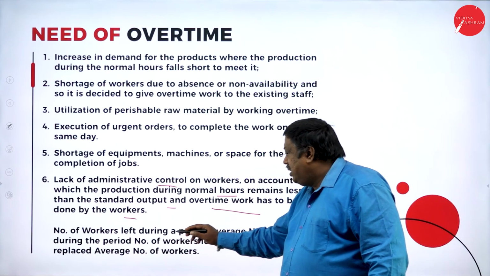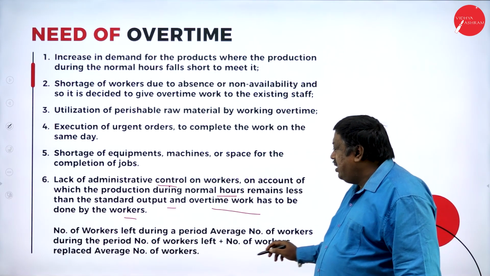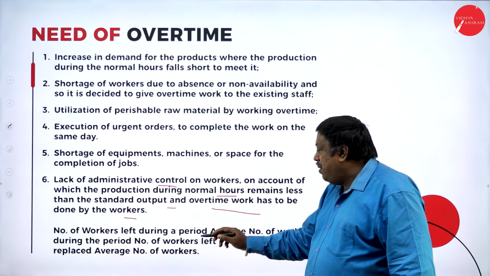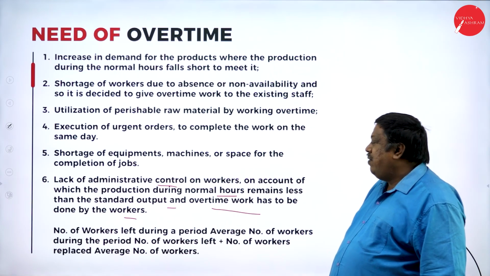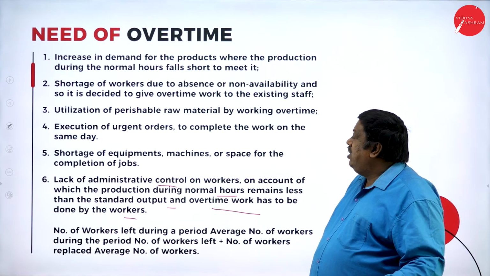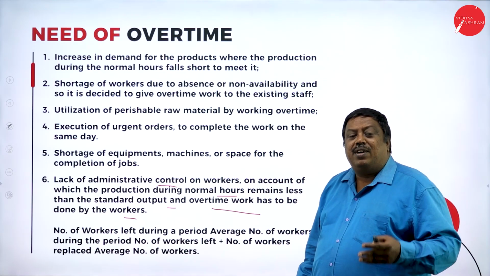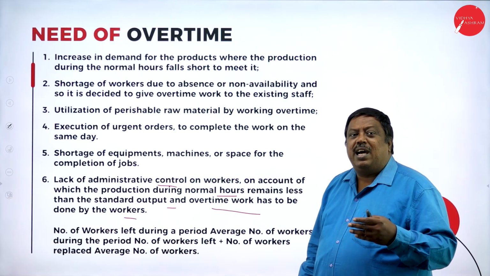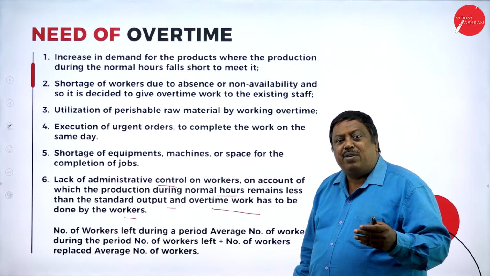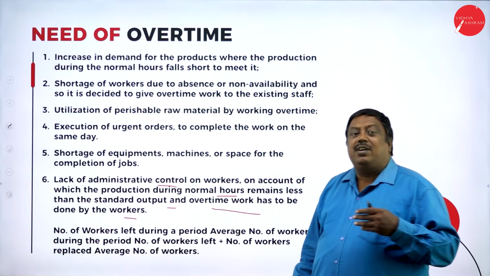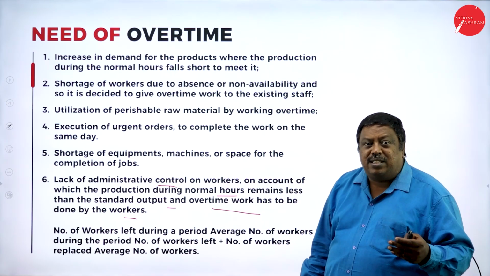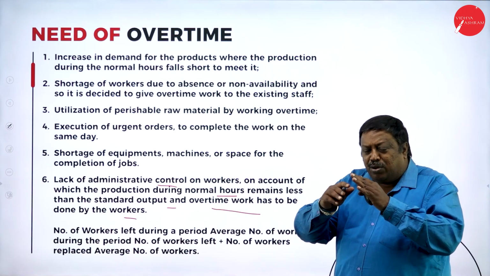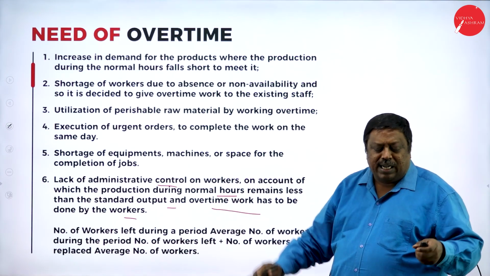Number of workers left during a period, average number of workers during the period, number of workers left plus number of workers replaced, average number of workers. They're saying that one. How they consider here is what is the number of workers required for the present process of work, and how many additional units have been ordered. For that, how many workers are required on an average basis. At that time we need overtime, or else overtime is not at all required in the organization.